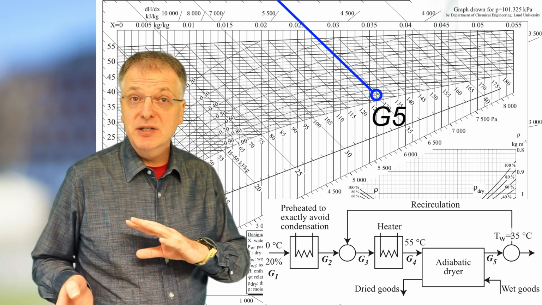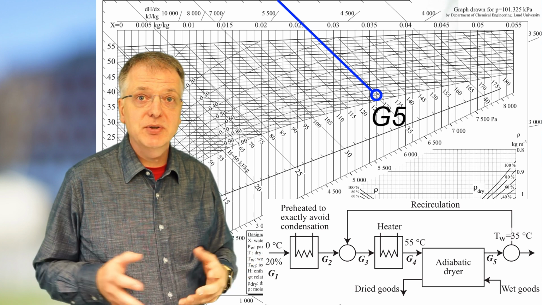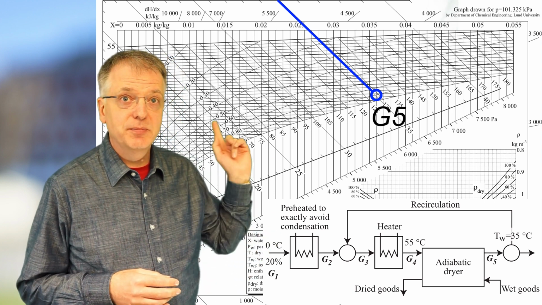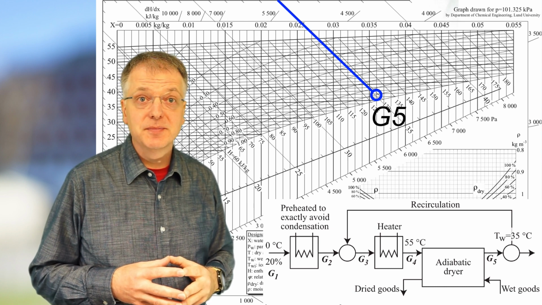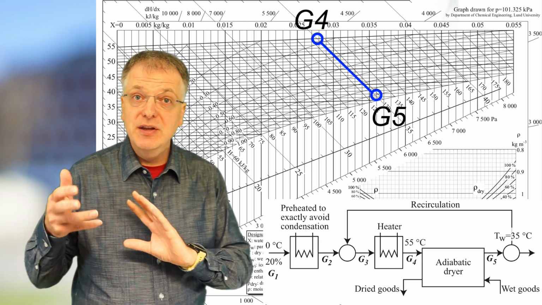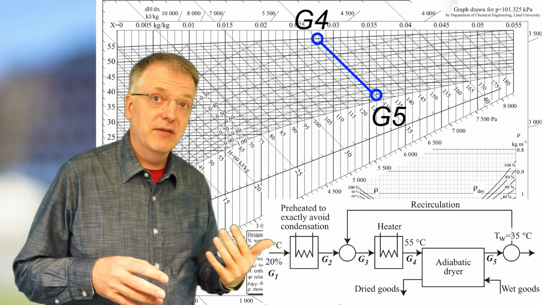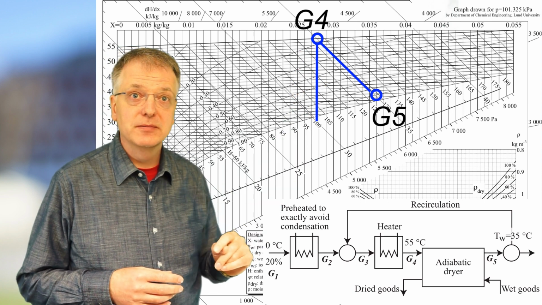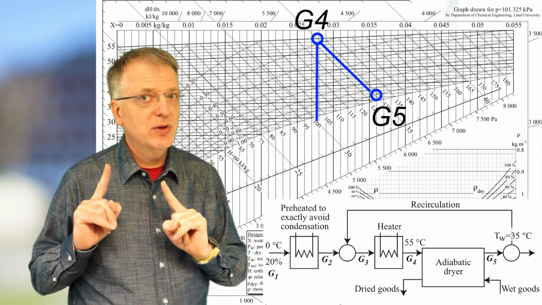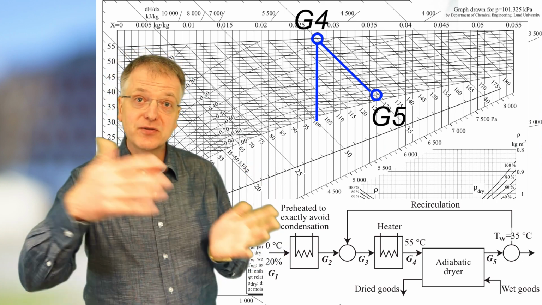The air in the adiabatic dryer follows the adiabatic cooling line, that is essentially the wet temperature line. Thus G4 is the point where this wet temperature line intersects T equals 55 degrees. The air G3 is heated to give us G4, so G3 and G4 have the same water content. We draw a vertical line from G4. So far, however, we don't know where on this line G3 is. So let's start from the other end.